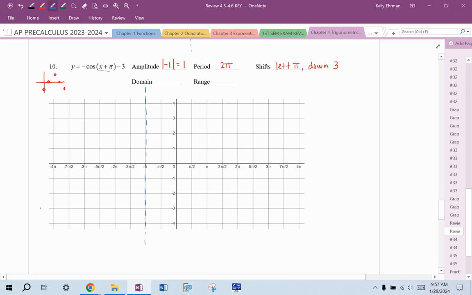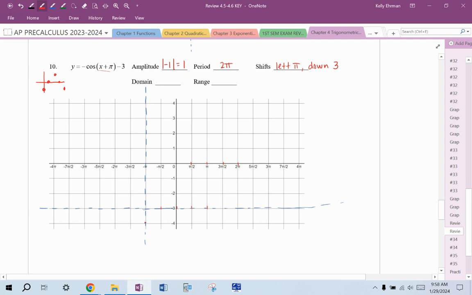Down 3 should be all the way down here. So it's kind of like your new origin. Your new origin is right down here at -pi, -3. And then the period was 2 pi. So how are we going to divvy this up? Normally it would be here, right? We plot points every one box. So you can still just take those tick marks and say, okay, plot points every one box here, and get yourself a negative cosine graph.